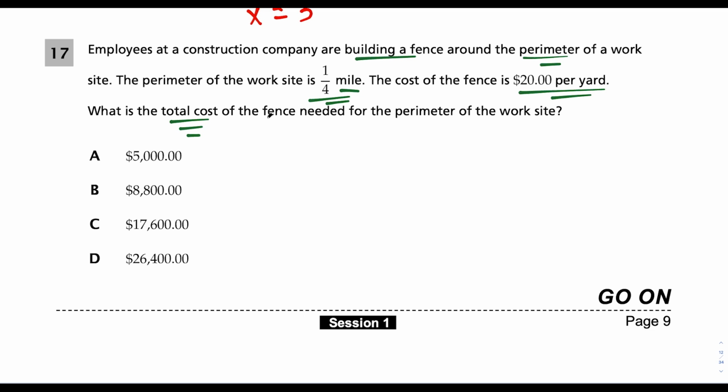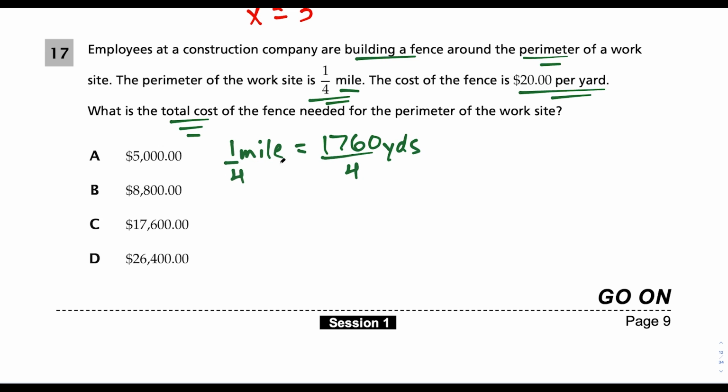So one thing you would want to know here is how many yards are there in 1/4 of a mile? Well, if you go to the reference page, they tell you that in 1 mile, there is 1,760 yards. This is just information that you could grab from the reference page, which is at the beginning of the test. So if I want to know how many yards there are in 1/4 of a mile, I could just divide both sides here by 4.